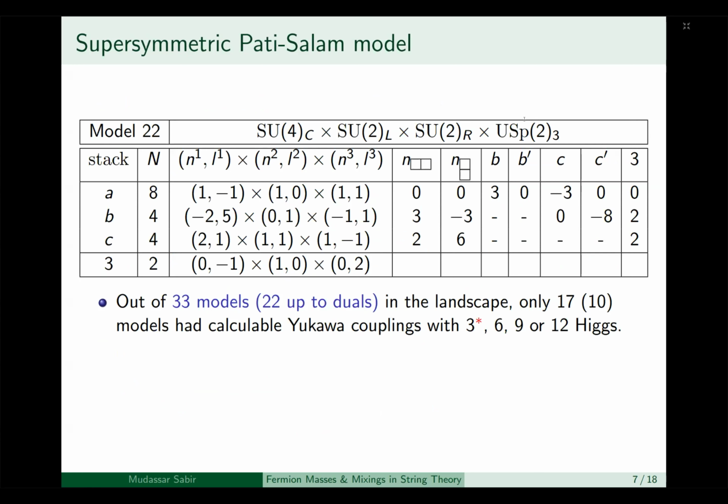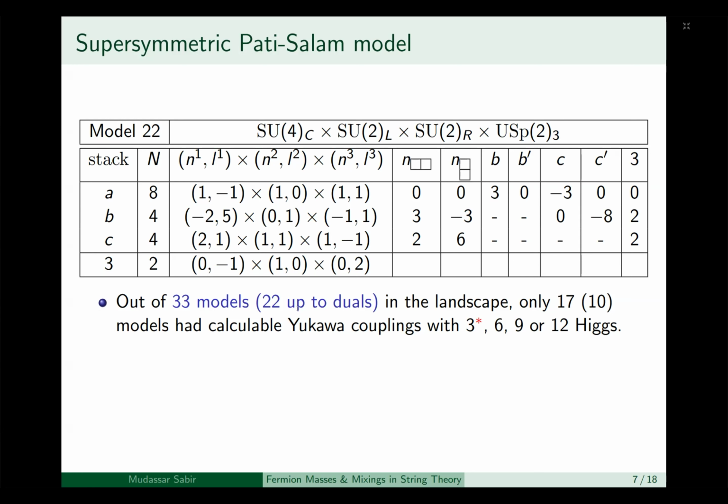When we found the total landscape, there were 33 models, but some models were dual up to exchange of the SU(2) sectors. I can exchange SU(2) left and SU(2) right. For some of the models, when I exchange them, it doesn't change anything. So the models can be self-dual. But for other models, they change the low energy spectrum. So up to duals, we had 22 models.